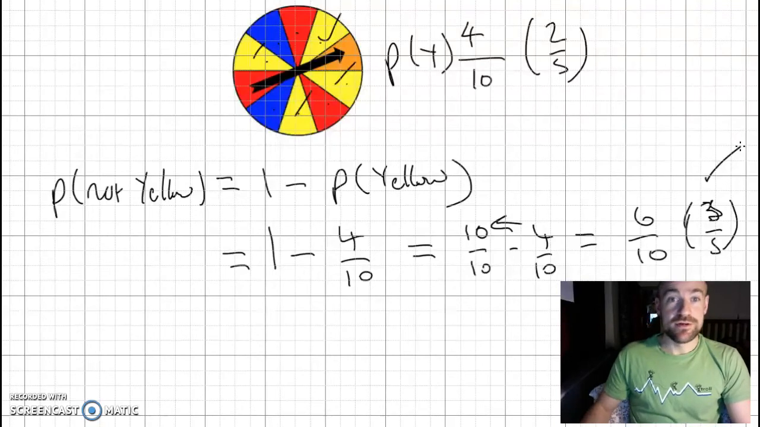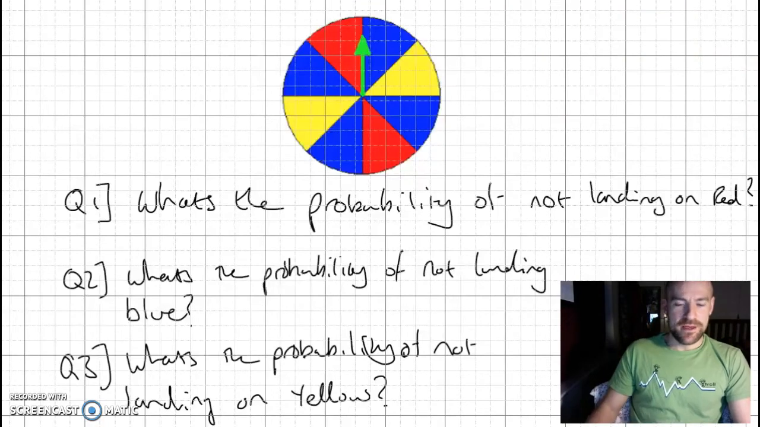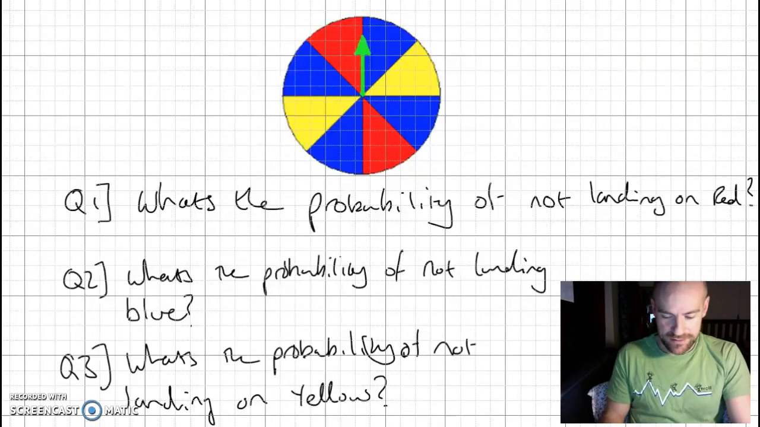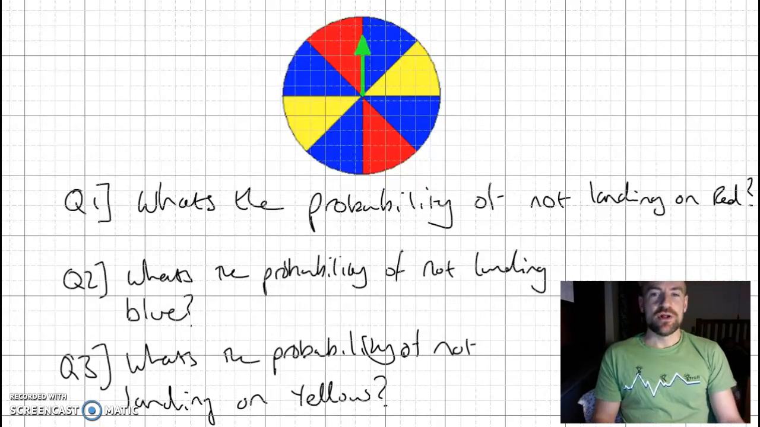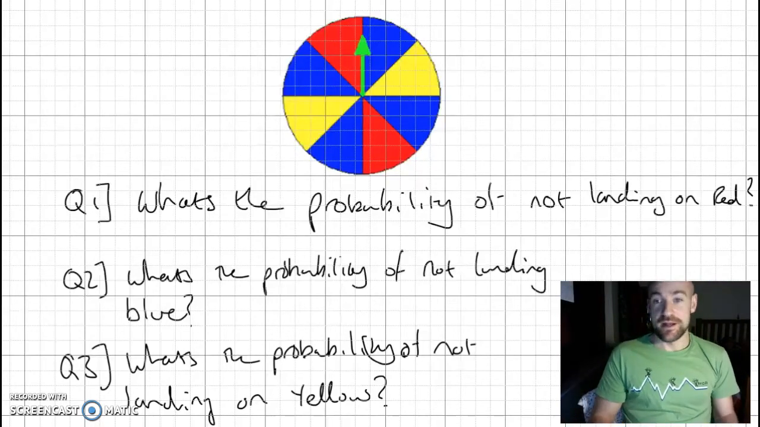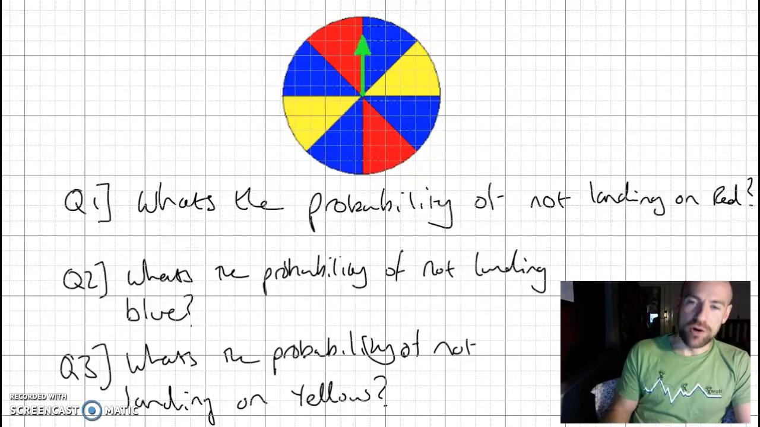Right, now it's time for you to have a go at this. See if you can do it. So if we have a look at some questions which are here, a different spinner now. And the first question is, what's the probability of not landing on red? And then I want you to calculate the same thing. What's it of not landing on blue, or the probability of not landing on yellow?